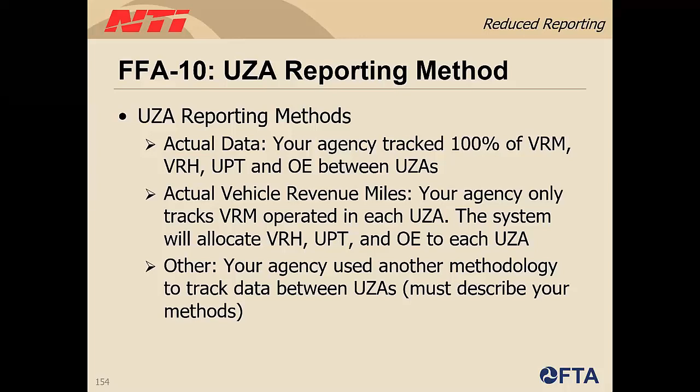The system will automatically allocate the remaining data points, such as VRH, UPT, and OE, based on the VRM data that you report. The last option, other, means that your agency used another methodology to track data between UZAs, and you must provide a description of this method.